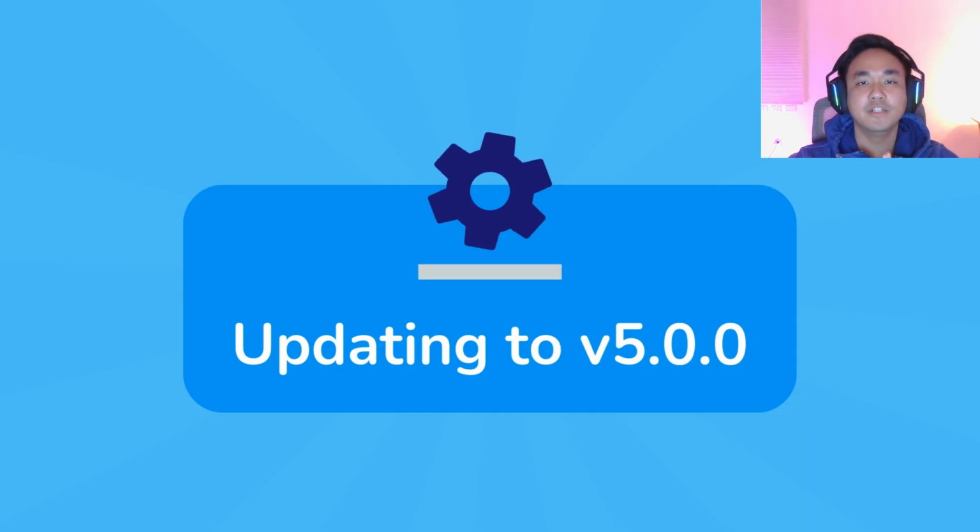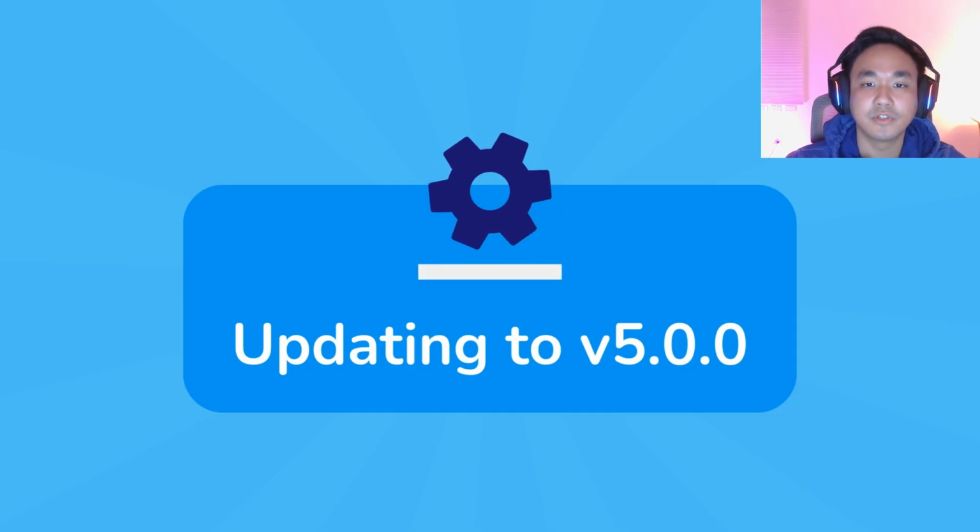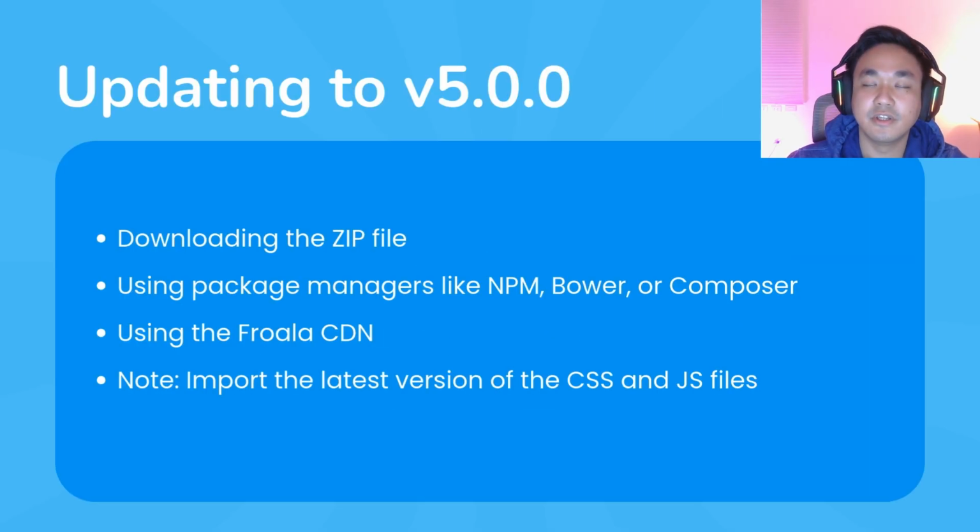Now, there are many ways to start using version 5. Of course, you can download the zip file. You can also use package managers like npm, Bower, or Composer. If you want a quick test or implementation, call Froala directly using CDN. Whatever your choice, ensure that you're loading the latest version of Froala. Once you've downloaded Froala and imported its CSS and JS files into your projects, you're good to go.